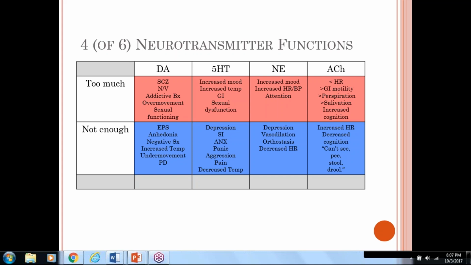So these are the main ones. If you'll just start committing that to memory, then you'll be one step ahead when we're getting into the disease processes of depression. And that's where we're going to start, with major depressive disorder.